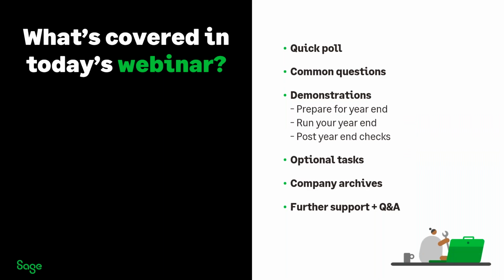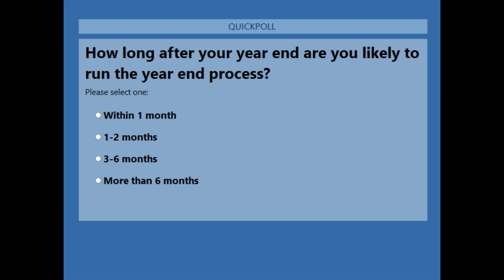Right, let's hide that poll. Second poll I'm going to run for you. And again, if you don't mind getting involved, quickly pop that one on your screen. So how long after your year end are you likely to run the year end process? Obviously, this isn't a test. It's just to see sort of when you hit that year end date. So let's say the end of March, how long are you likely to leave it before you think, right, I'm now going to run that year end?